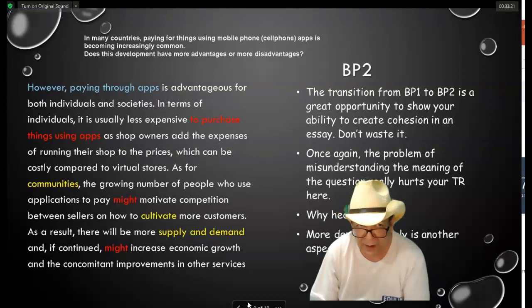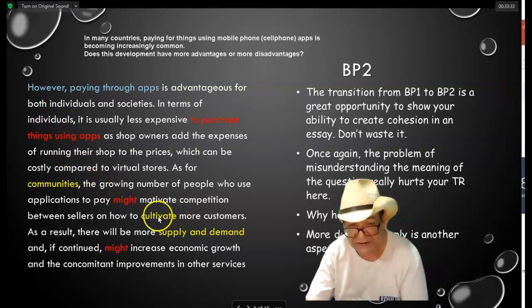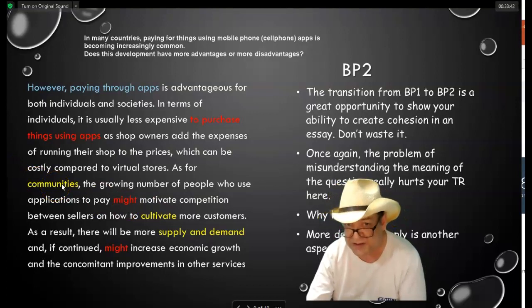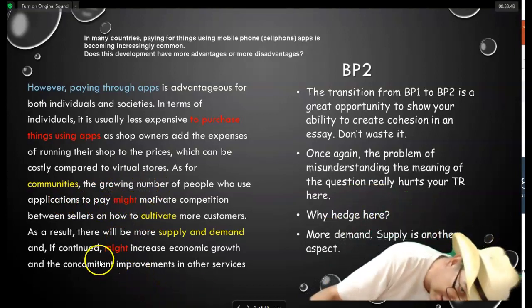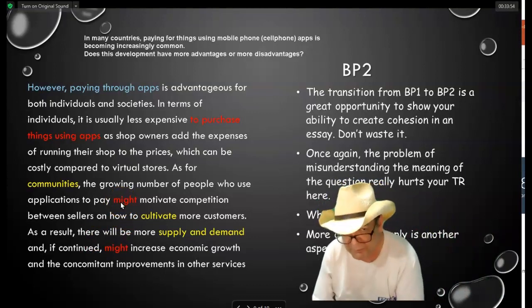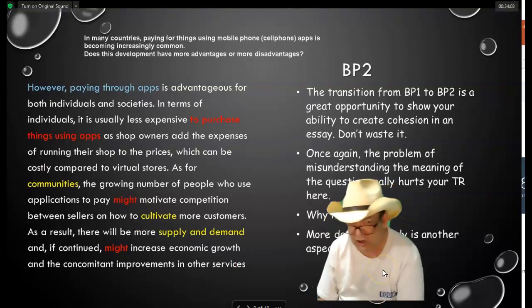Okay. All right. So once again, you've misunderstood the meaning of the question, which is going to hurt your task response. But look at this. You got no grammar mistakes anywhere in here. You got a bunch of complex sentences. That's great. "As for communities," now, after reading this, the word you meant to use was economies. Economies. And why hedge at this point? Why are you saying it might? It will. Could even. But "might," particularly twice in a row like that, really seems very weak. "Might motivate competition between sellers on how to cultivate more customers."